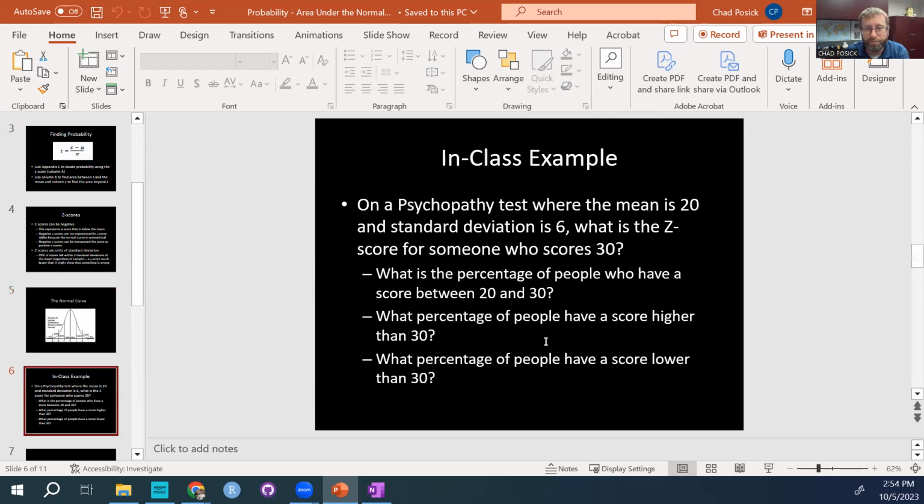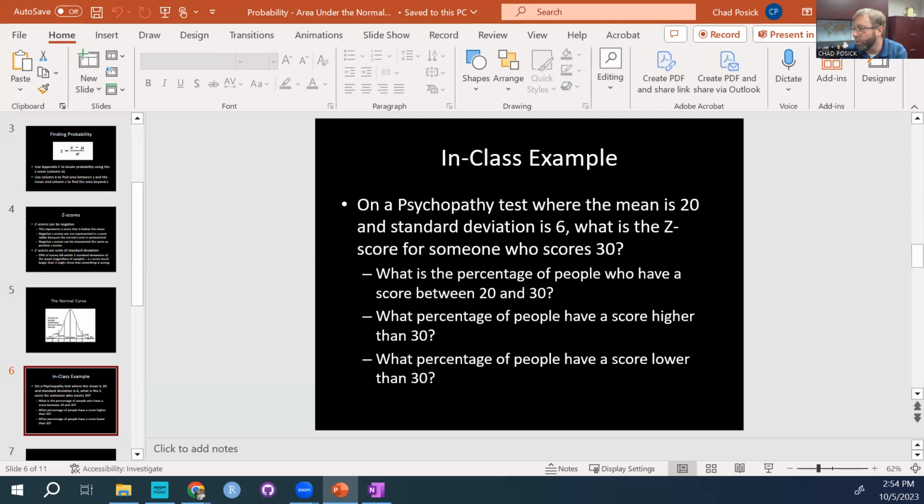We have a standard deviation of 6. So again, it's a pretty low standard deviation. While the mean is 20, most people aren't going to deviate that much from that mean, only by an average of about 6 points on that scale. Let's say it goes from 0 to 100. So if someone scores 30 on that, what would be their z-score?